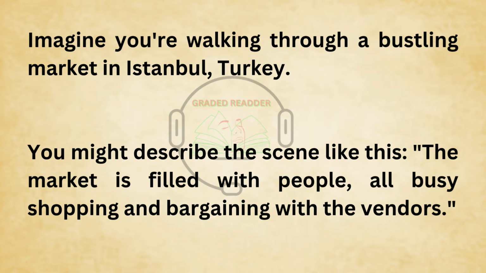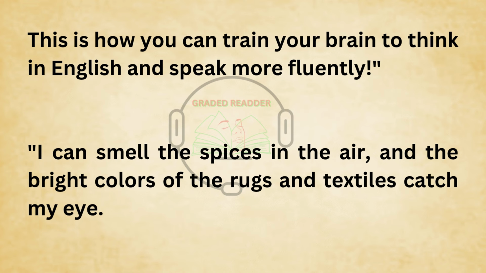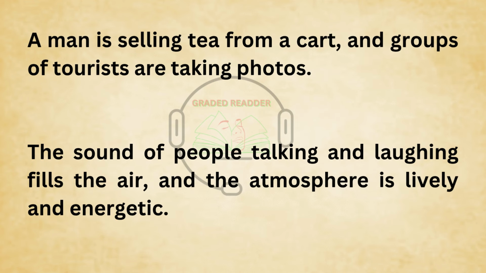Let's take another example. Imagine you're walking through a bustling market in Istanbul, Turkey. You might describe the scene like this. The market is filled with people, all busy shopping and bargaining with the vendors. This is how you can train your brain to think in English and speak more fluently. I can smell the spices in the air, and the bright colors of the rugs and textiles catch my eye. A man is selling tea from a cart, and groups of tourists are taking photos. The sound of people talking and laughing fills the air, and the atmosphere is lively and energetic.